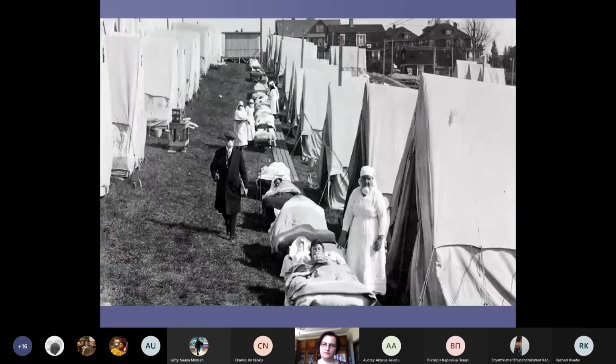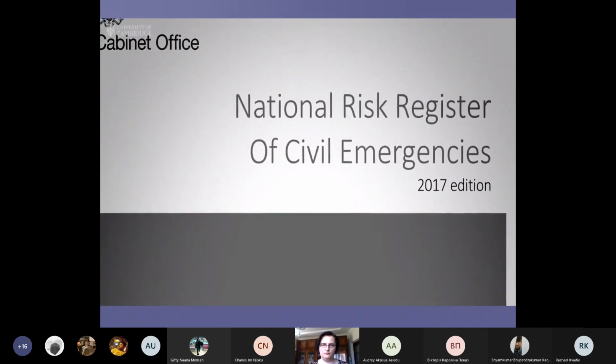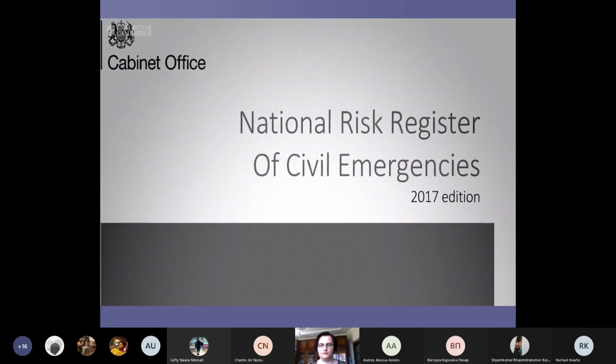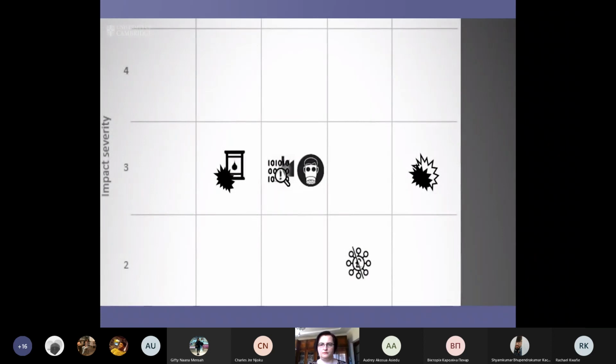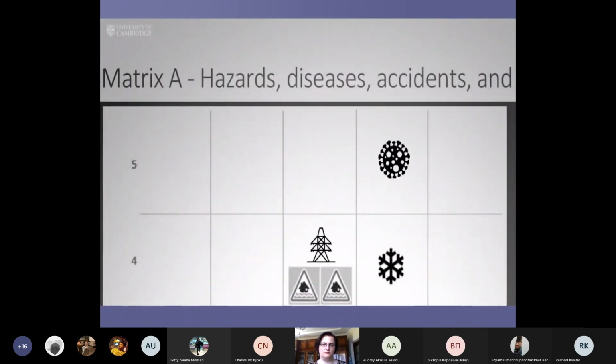We really don't know why we haven't seen a pandemic as deadly as the 1918 pandemic. Scientists and public health officials are extremely concerned. The National Risk Register, which is the way that our government plans what are all the risks to civil society in the UK, there's only 2 events that are up there in terms of the most catastrophic, and that's a terrorist event or an influenza pandemic.